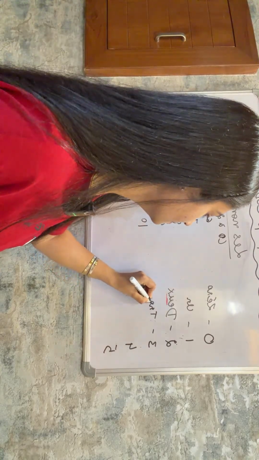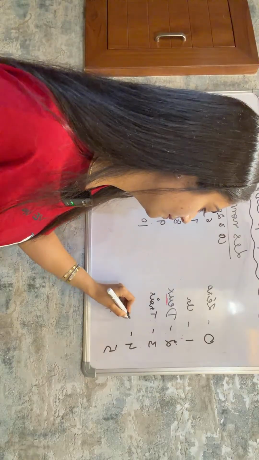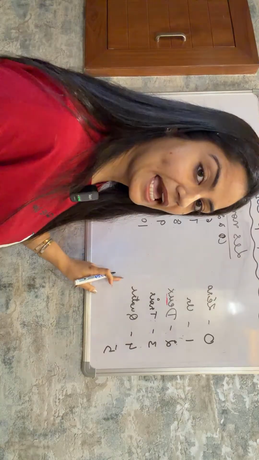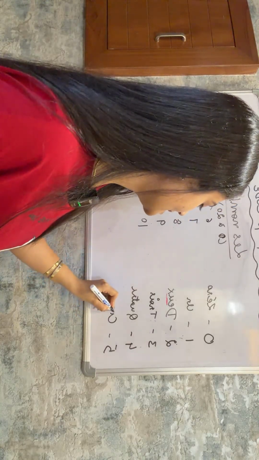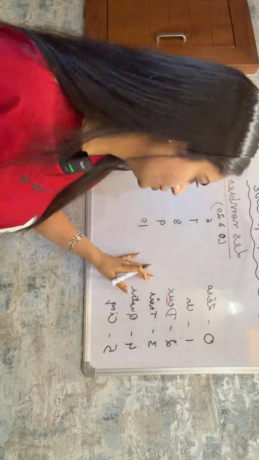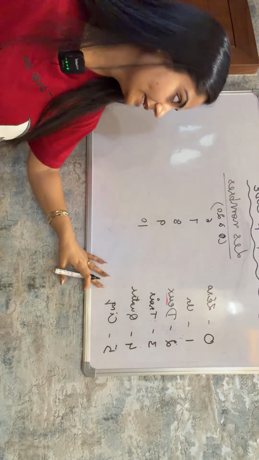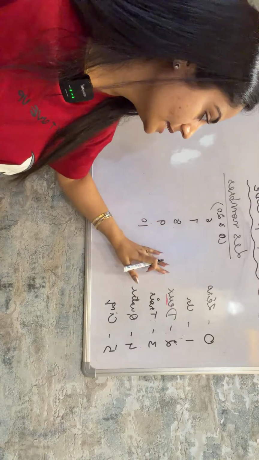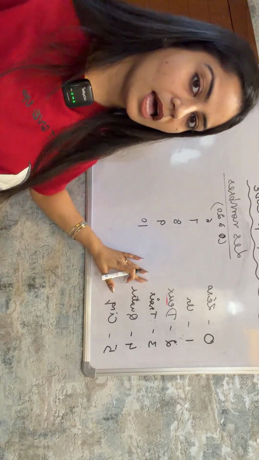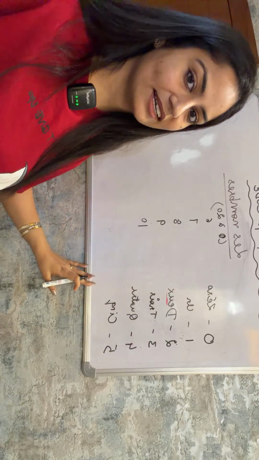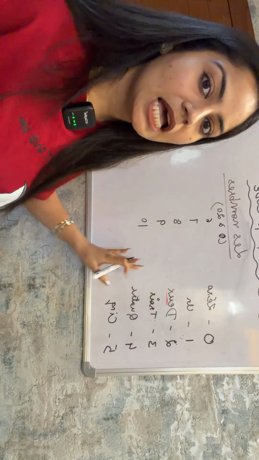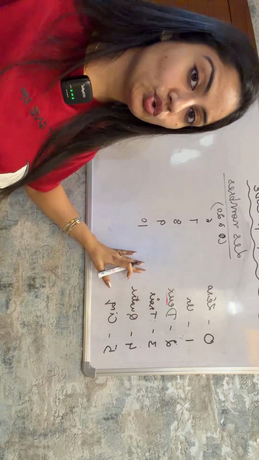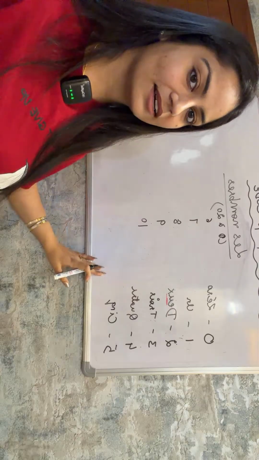Trois, quatre, cinq. Trois, quatre, cinq. Répétez. 0, 1, 2, 3, 4, 5. Oui, répétez. 0, 1, 2, 3, 4, 5.